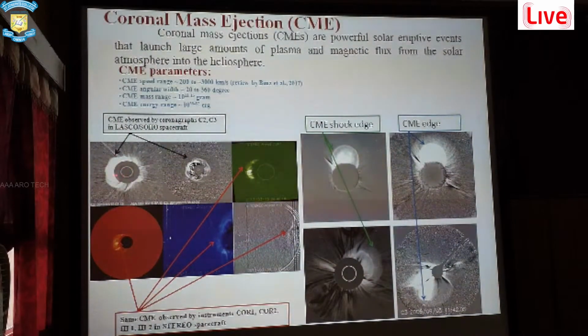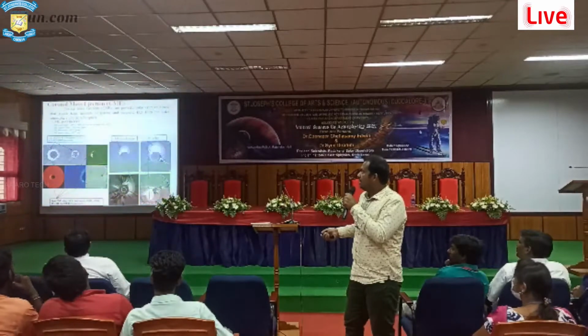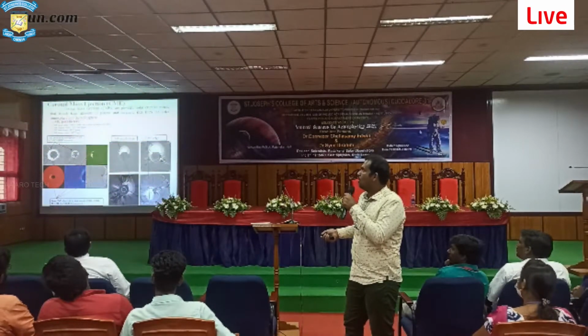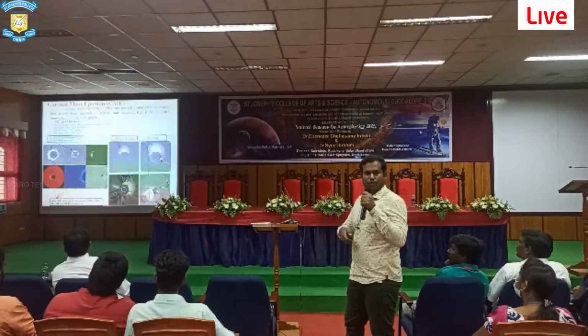This white circle you can see here, that is the sun. Normally we can't see the coronal layer, that is the outermost layer of the sun. So for that you need to create an artificial eclipse. We need to cover the sun using the occulting disk. Then you can observe the coronal mass ejection. These 6 images you can see here.